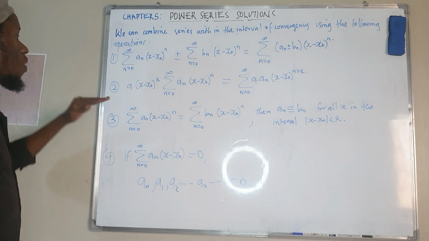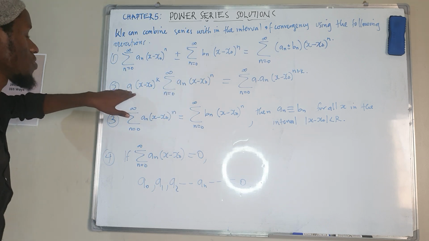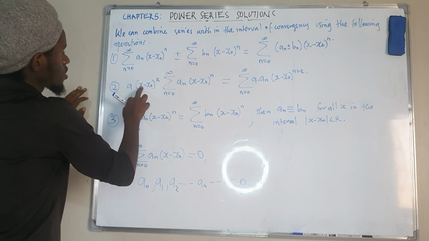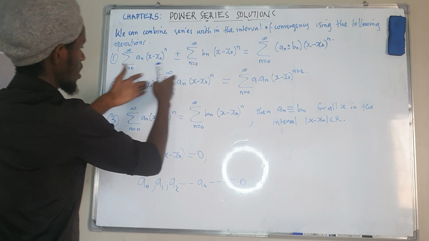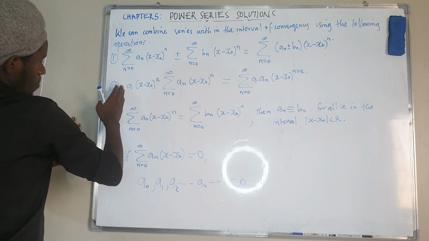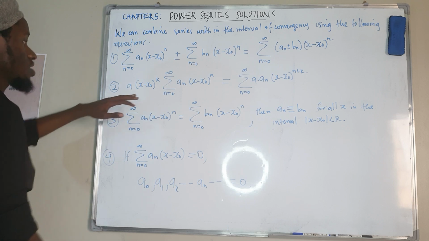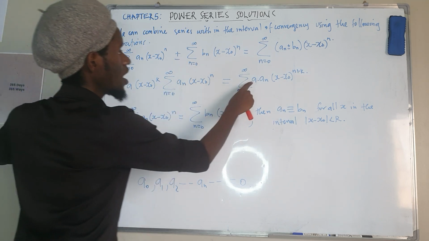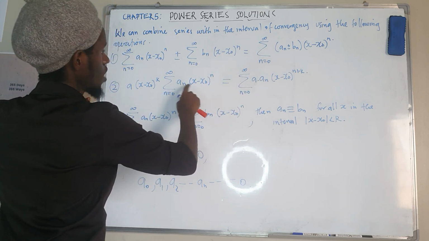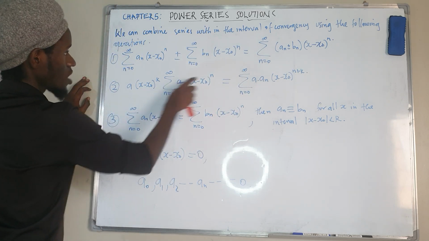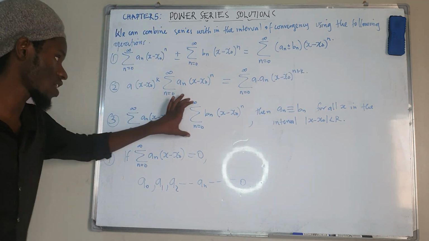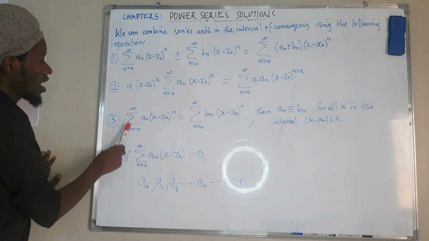Now if you have a power series with something outside, and we want to put it inside: you have a times the power series of an times (x minus x naught) power k, then you put it all inside the power series, because the summation sign is commutative; it can come out or go inside without affecting anything. Therefore, this is the same as the summation from n equals 0 to infinity of a times an, and (x minus x naught) power k is combined with the power n by adding the powers: n plus k.